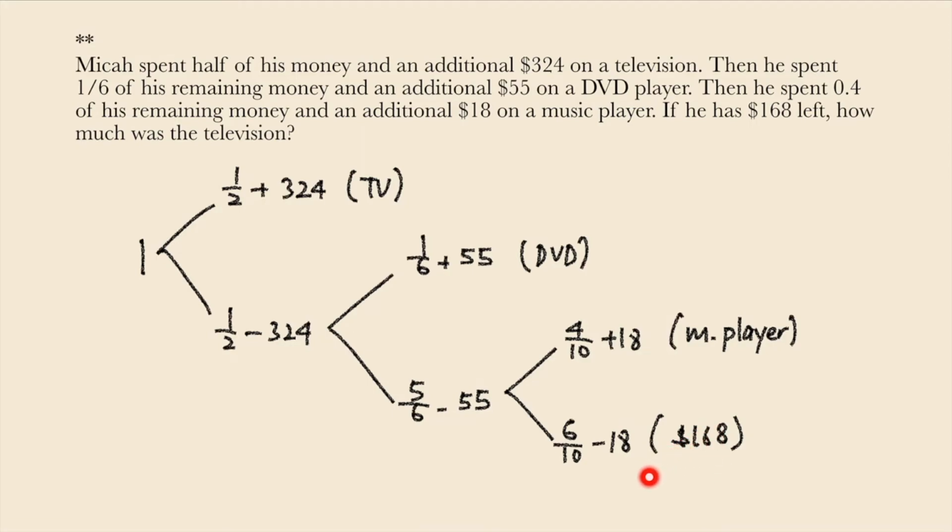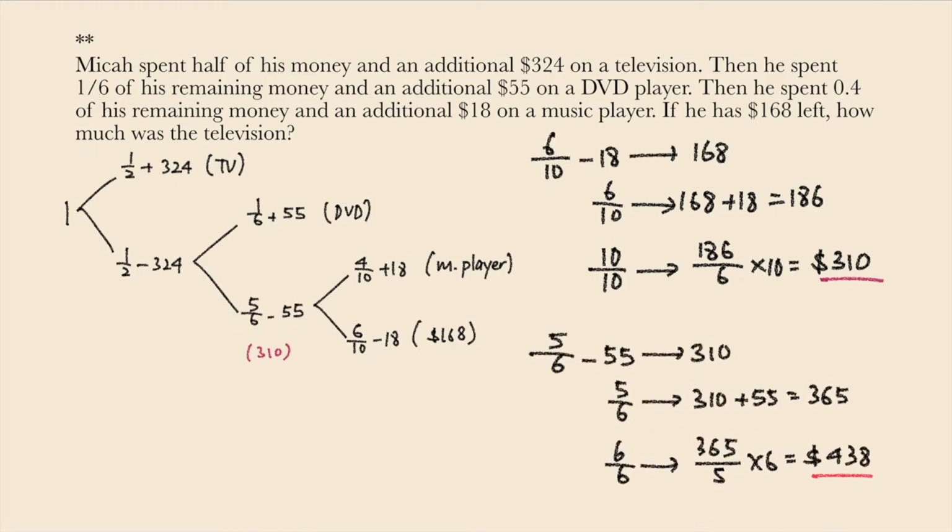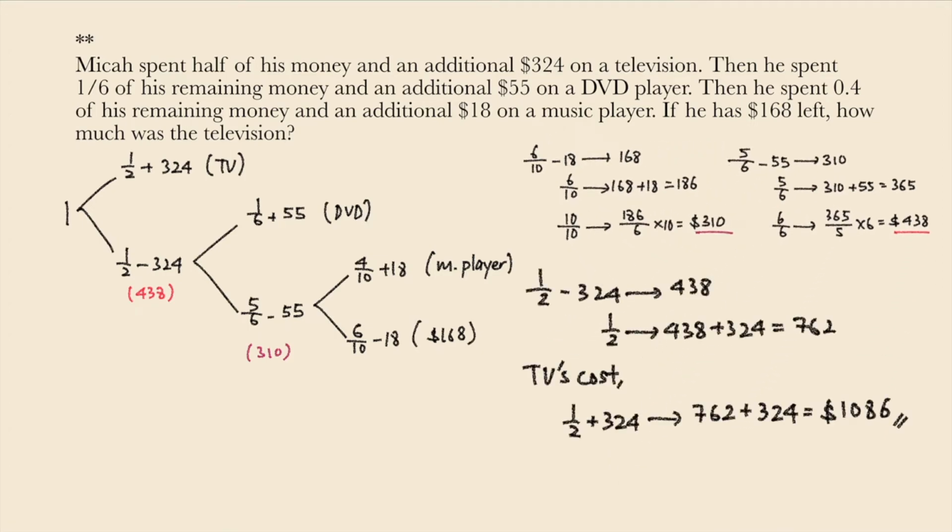So we are going to find out the cost of the TV, not the total, the TV. Okay, so first one will be this equation right here, leading us to 310 being written right here. Next, this equation will lead us to 438 written right here. And with this info, you have to remember we are not looking for the total. Yeah. So we will have half being 762, but we only want half plus 324, which is the TV's cost. So therefore, 762 plus 324 will yield 1086, which is the answer.